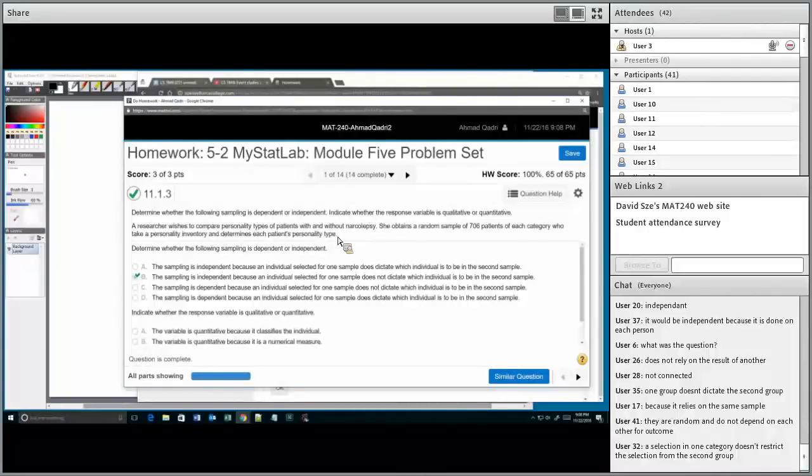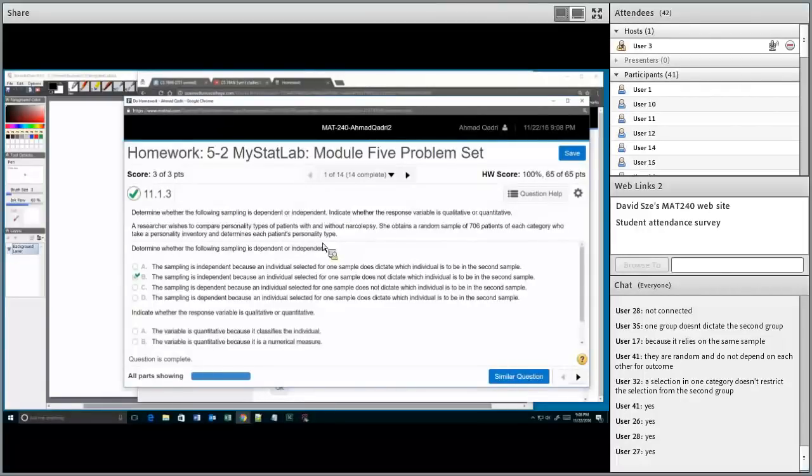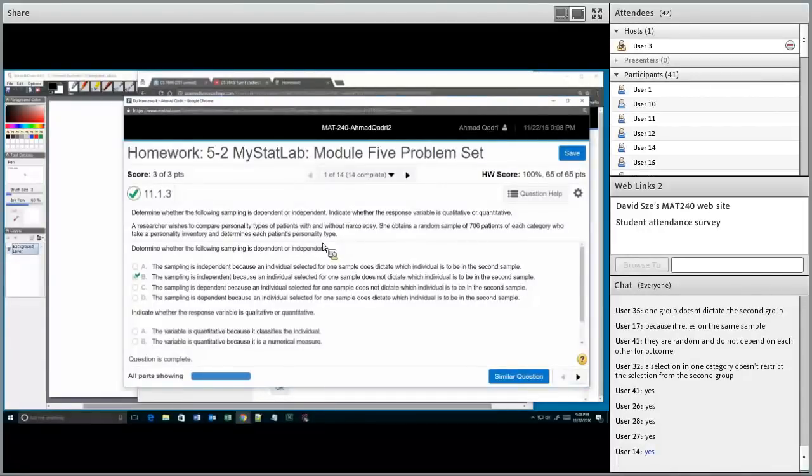Is this clear? I hope this is clear. Independent versus dependent. And we'll do a few problems later where we will consider dependent sampling, and I'll tell you what that is. Okay, great.